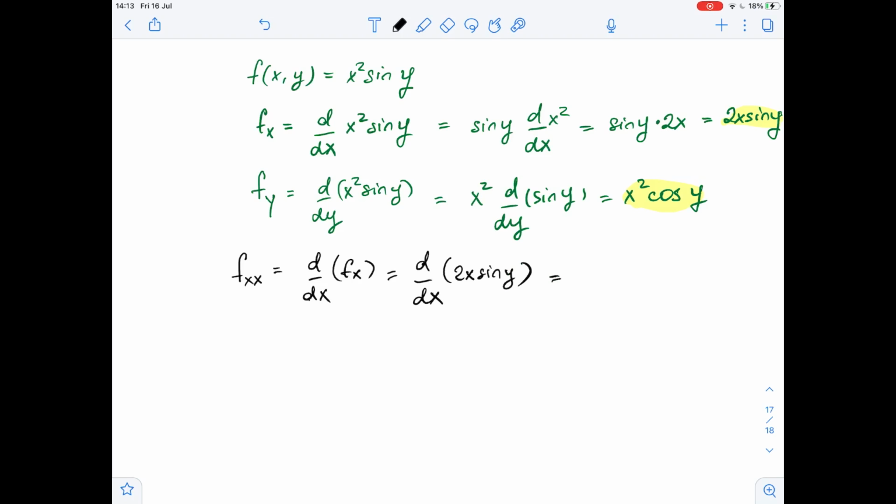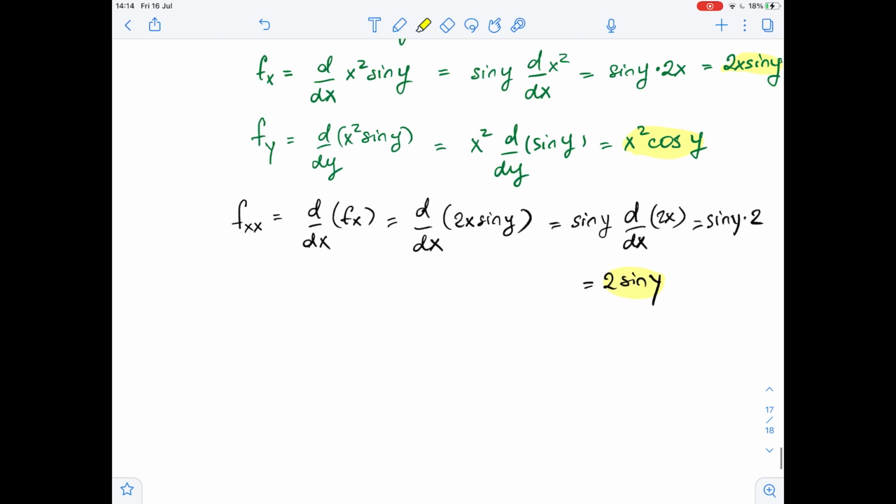Here again we treat y as a constant, so we can take out sine of y. We get sine of y times the derivative of 2x with respect to x, and it equals sine of y times 2, so it equals 2 times sine of y. So this is one of our second partial derivatives.